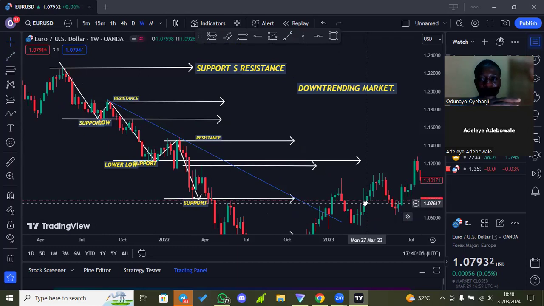Joe, please take note. This is just a quick illustration. We are going to carefully look at everything one after the other. Trend line, we are going to look at it carefully in our next session.